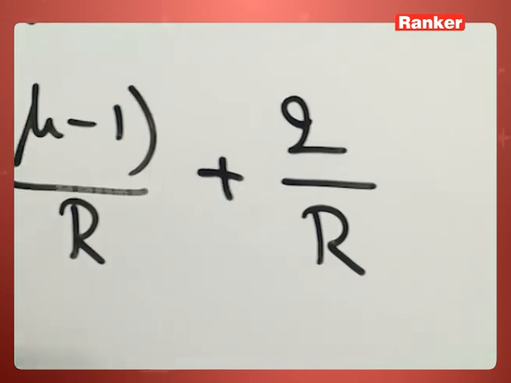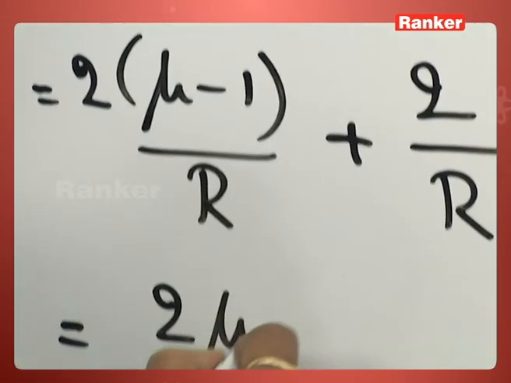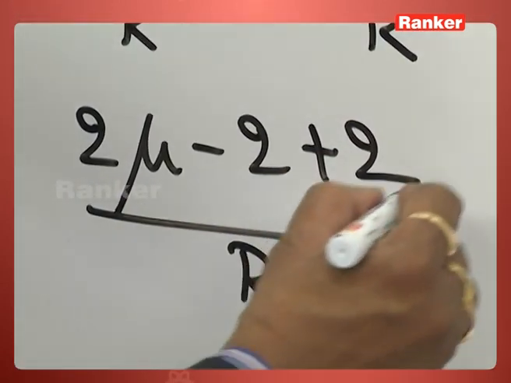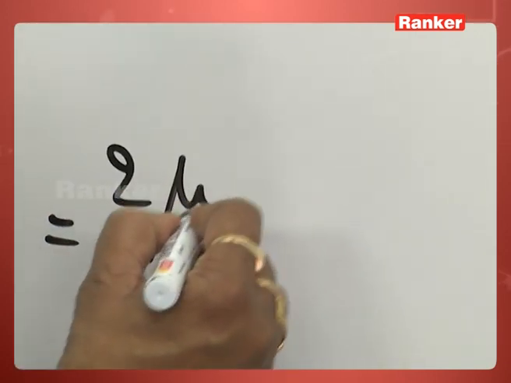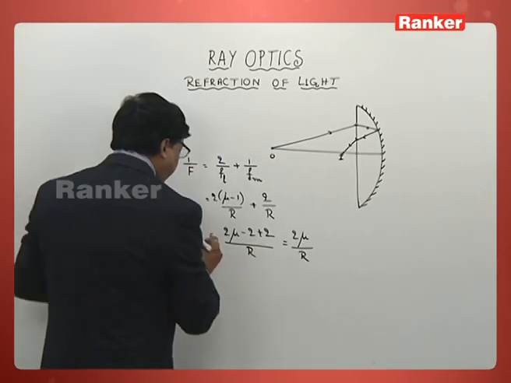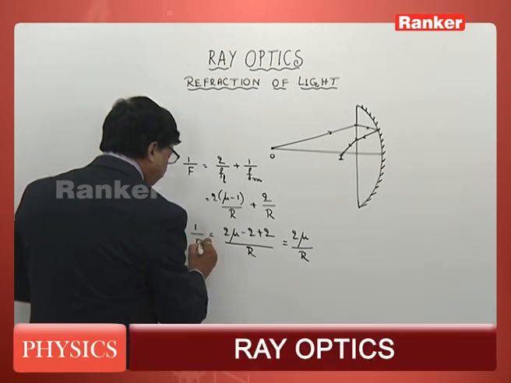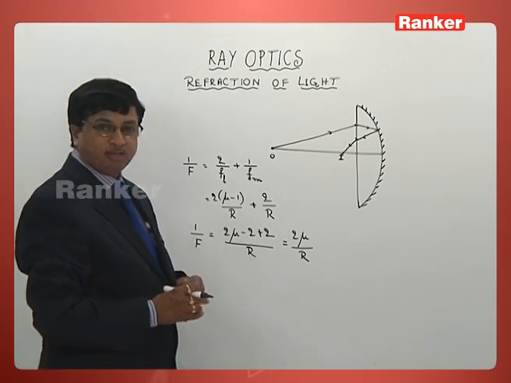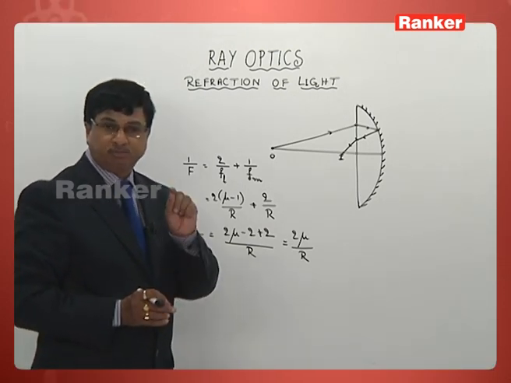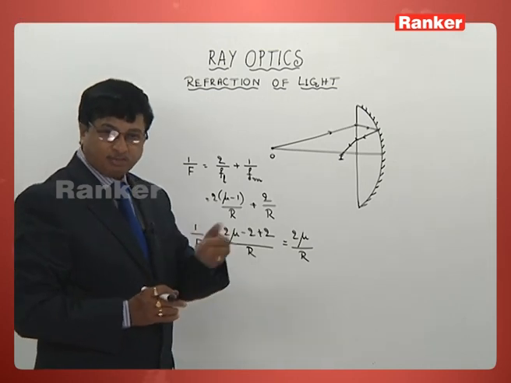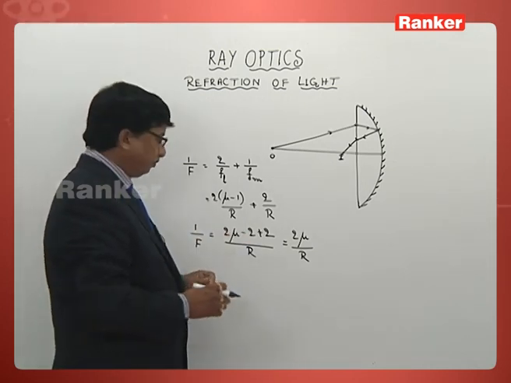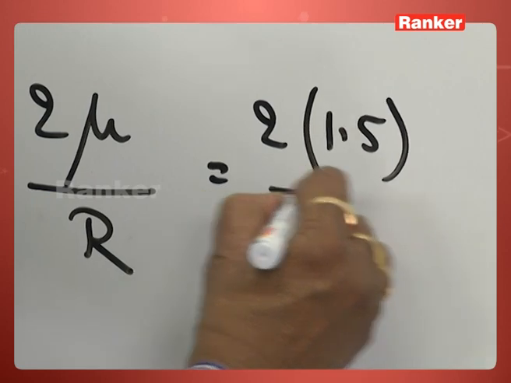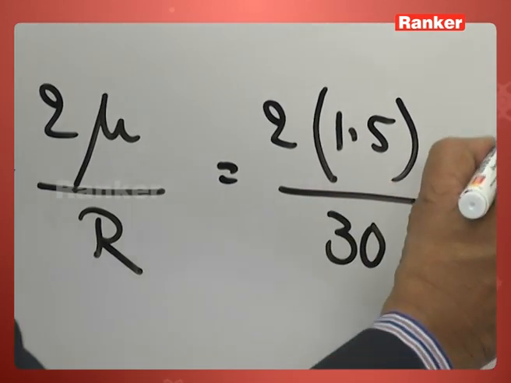Now what is the ultimate formula? You just look at here, this becomes 2 mu minus 2 plus 2 by r. So simply speaking, twice the refractive index by the radius of curvature. That is the reciprocal of focal length. Look at the value of refractive index given in the problem. It is given 1.5 and radius of curvature is given as 30 centimeter. So directly you write this way, twice 1.5 divided by 30. This now becomes 1 over 10.